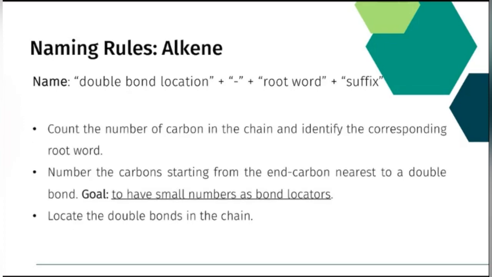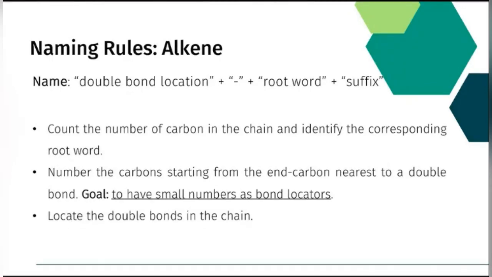Another rule: count the number of carbons in the chain and identify the corresponding root word. Then, number the carbons starting from the end carbon nearest to a double bond. The goal of this is to have small numbers as bond locators. That will be our very goal, to have small numbers as our locators. Then locate the double bonds in the chain using the numbers of the carbon.